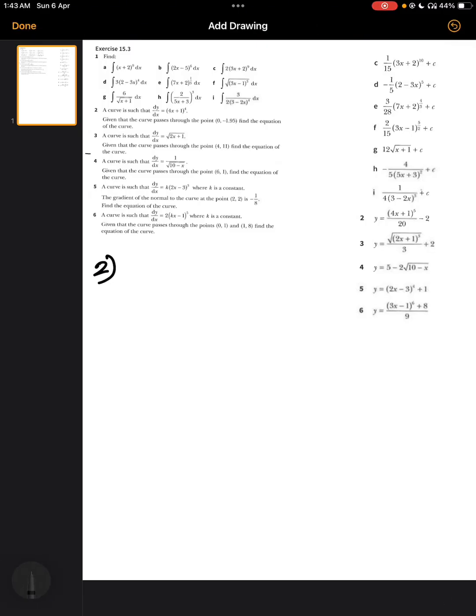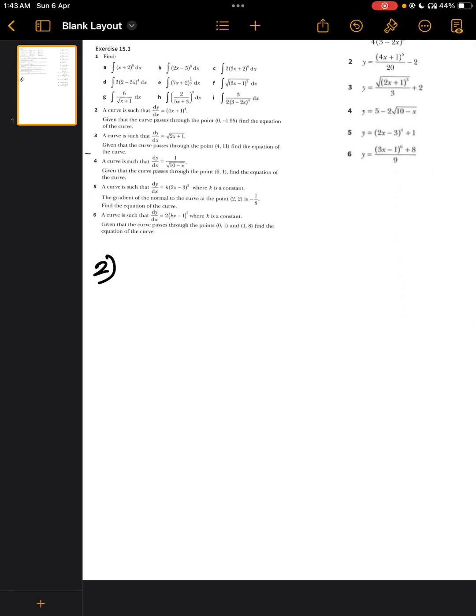So question number 2. The question is, a curve is such that its differentiation result has been given here. Given that the curve passes through the point 0, minus 1.95, find the equation of the curve. Oh my god, I have to use the calculator here. I guess I don't have it right now.